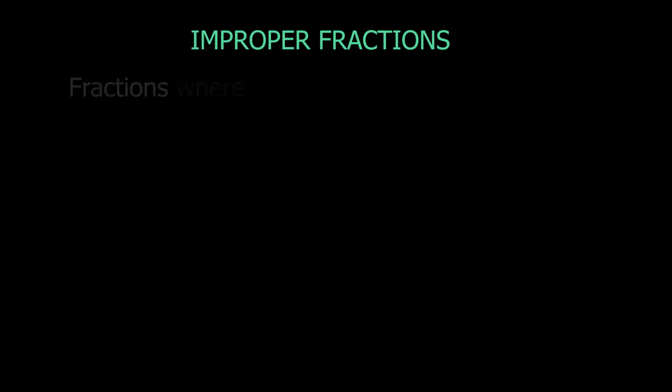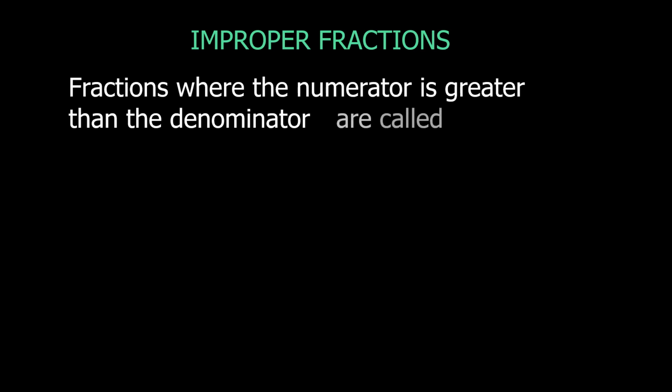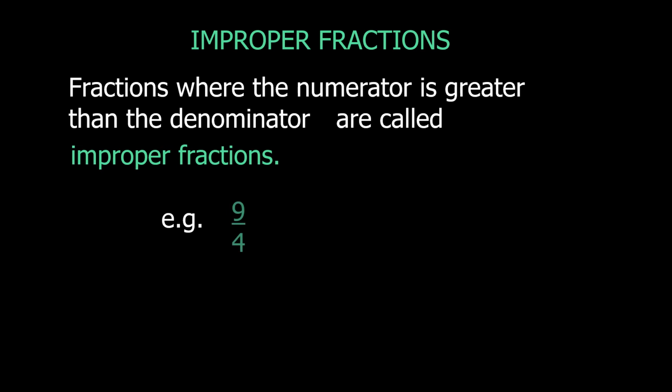Improper fraction means if the denominator is the lesser number, then it is called an improper fraction. So let us see some examples. See, here the denominator is less than the numerator. So it is called an improper fraction.